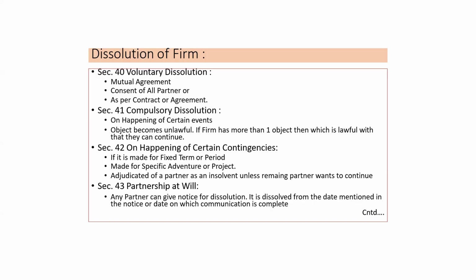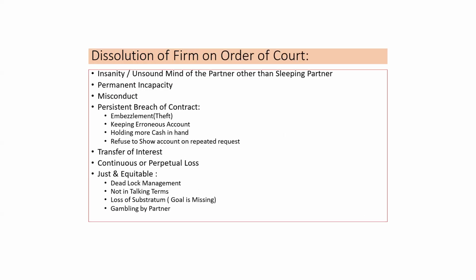Section 42, on the happening of certain contingencies. If the firm was formed for a fixed duration, then it will be dissolved on the expiration of that period. If it was made for a specific adventure or project, it is dissolved on completion. If any of the partners is adjudicated as insolvent, then also the firm shall stand dissolved unless the remaining partners want to continue. In case the partnership is at will, any partner can give notice for dissolution, and it is dissolved from the date mentioned in the notice or the date on which the communication is complete.